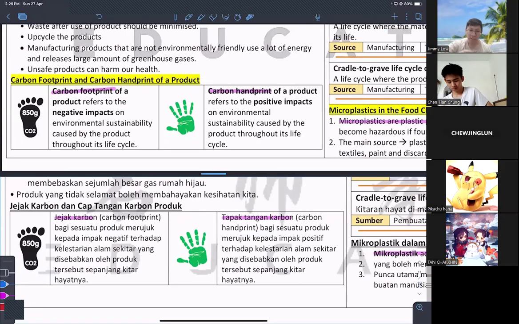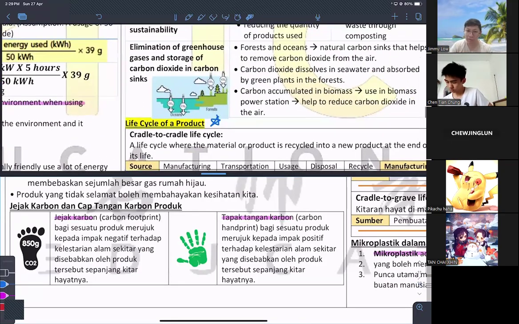Both of them share the relationship reversely, which means carbon footprint means any activity that releases carbon dioxide and brings negative impact to the environment. Carbon handprint means throughout the entire process, you bring positive impact to the environment. Just bring a concept into your mind. No need to memorize this.